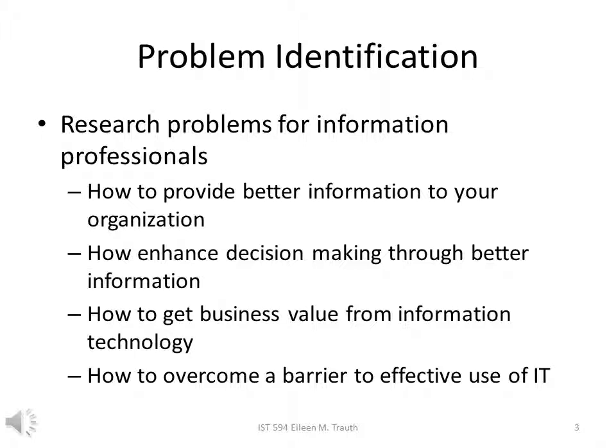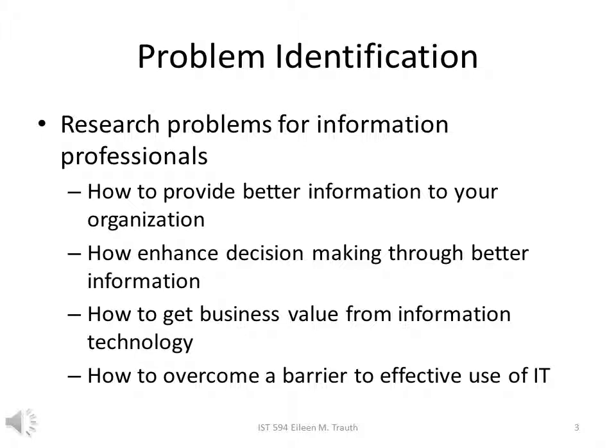A third example is how to get business value from information technology. So an organization can make money by increasing the scope of business by having new customers, but another way is to be more efficient and to save money internally. And so that's the role that information technology can play. It can either help us to expand our customer base, or it can help us to be more efficient. So these are both examples of how we could get business value from information technology.